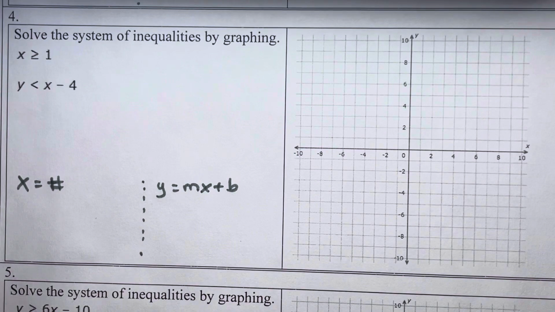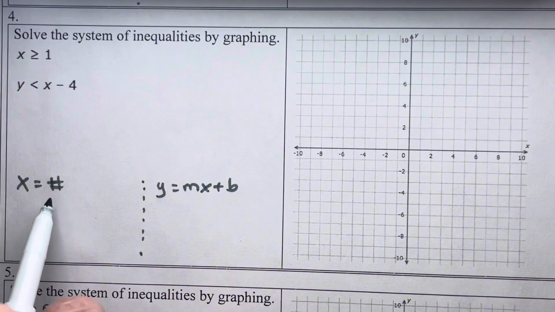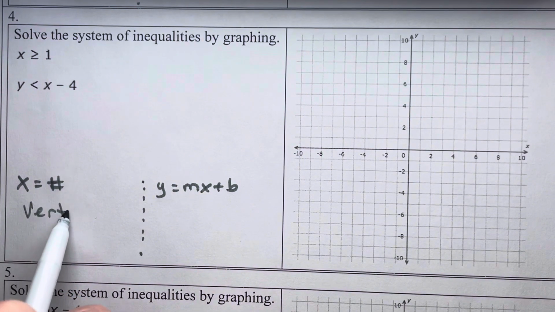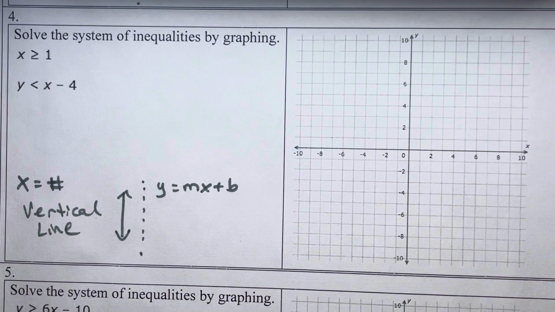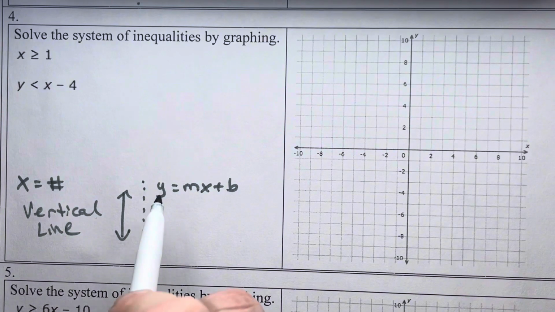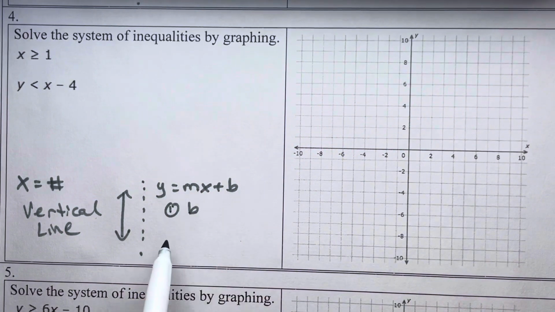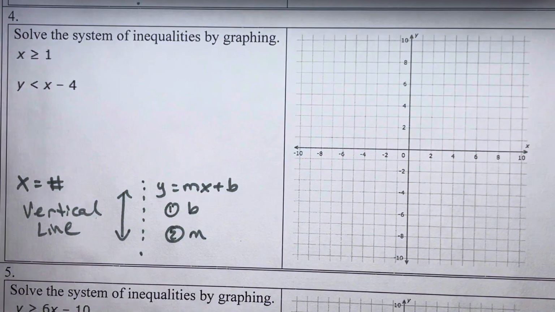Our first inequality is an x equals a number type of equation where we remember that we have, as a result of this, a vertical line. So it'll be nice and straight, running through the x-axis. Our second inequality is of the format of the slope-intercept type, where we know that we have to find our y-intercept and our slope to help make this line happen. All right, so let's start with the first one.